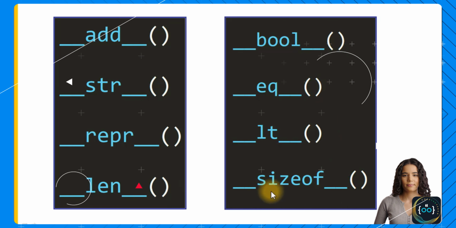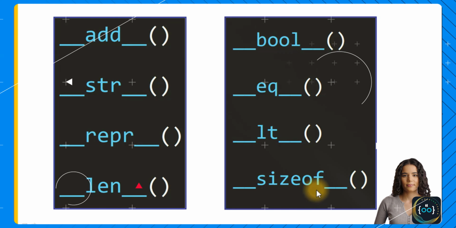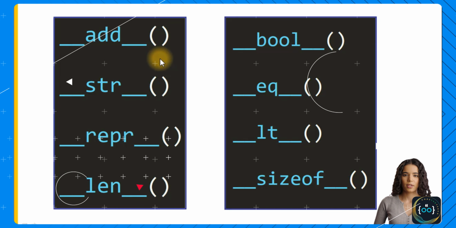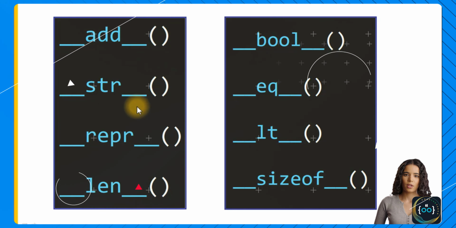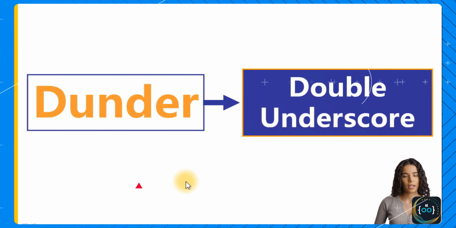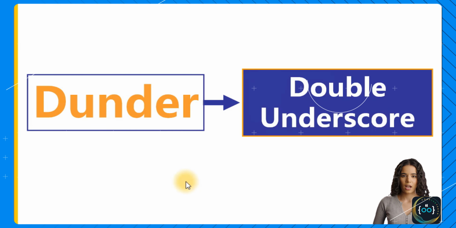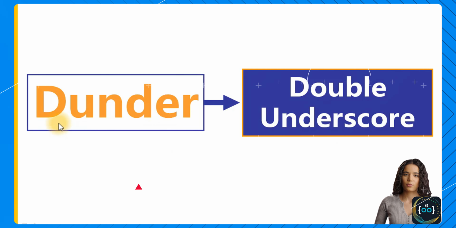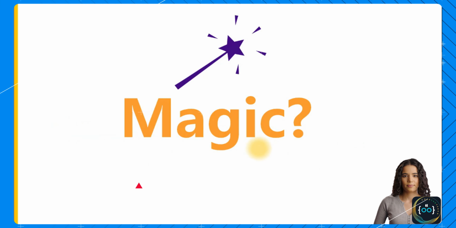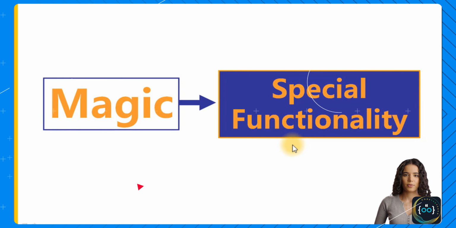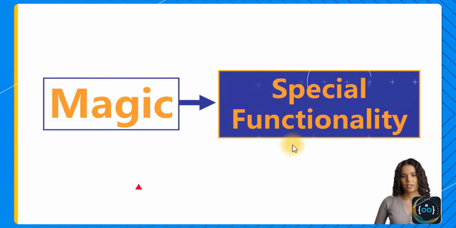And right here we have another example of a method, sizeof. This is another special method. I'm sure that you immediately noticed visually that all of these names are surrounded by double leading and trailing underscores. This type of method is also called dunder methods. Why? Because they have double underscores. And why are they called magic? Well, because they add special functionality to the class and to the objects that we will create from the class.